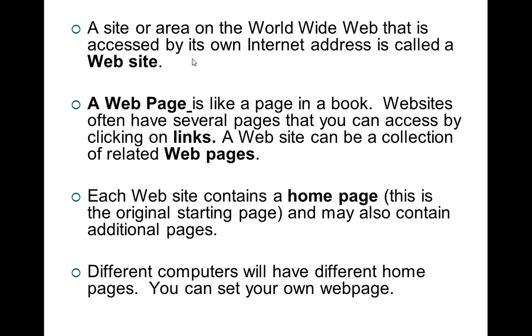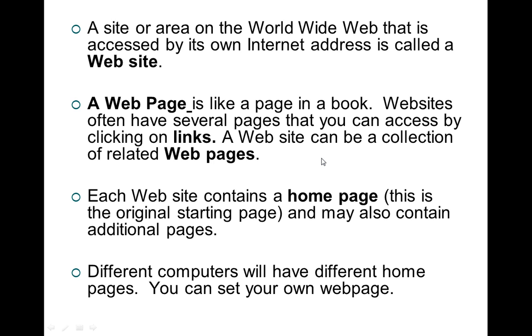Then what is a web page? A web page is like a page in a book. As I am reading a book, there are pages available. In the same way, a web page is a page in a book. Websites often have several pages that you can access by clicking on links. With different web pages, you can jump from one web page to another. Like I talked about how to use a hyperlink, web pages contain multiple hyperlinks, and we can jump from one place to another.